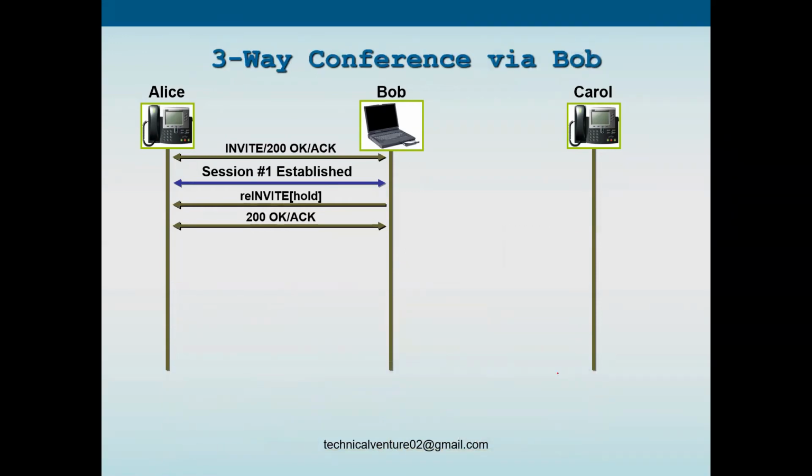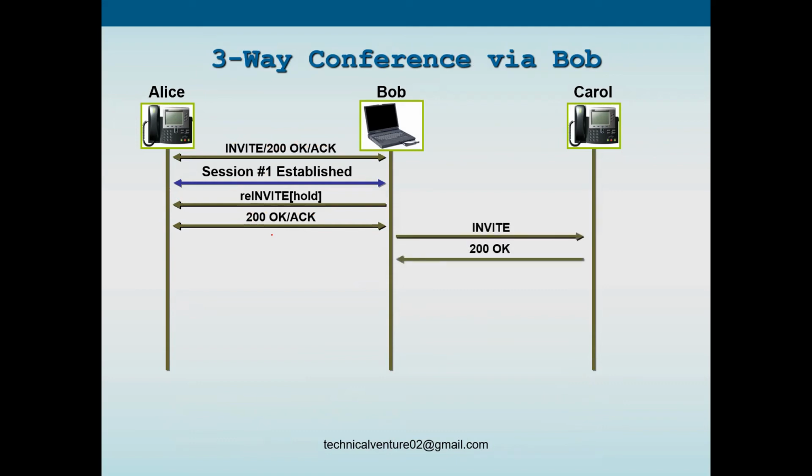So now, it was a two-way call. First we had Alice and Bob in the call, then Bob and Carol. Then Bob invites Alice to call Carol. Bob is referring the call, and then Bob just disconnected. So now there is a three-way conference via Bob. There will be a first INVITE, 200 OK, acknowledgement, established. Bob invites Alice to put on hold, and then there will be 200 OK and acknowledgements.